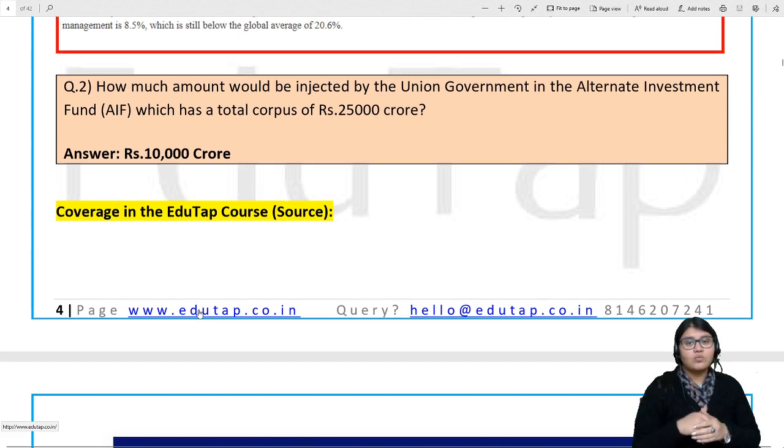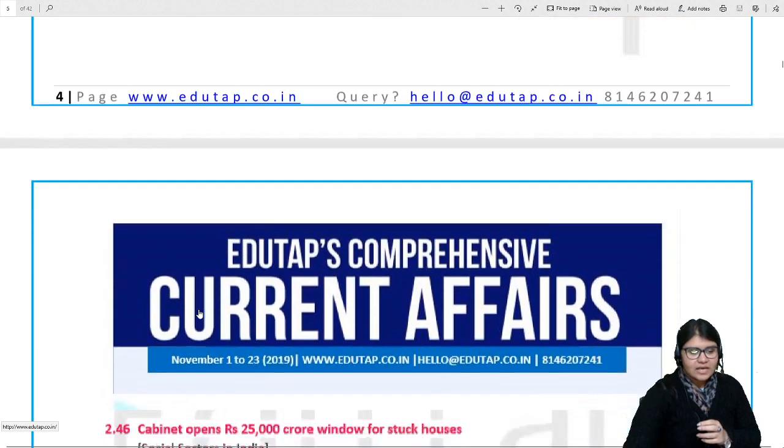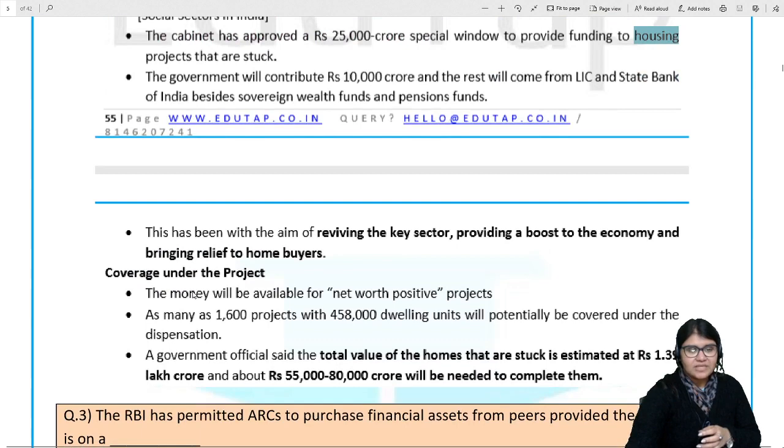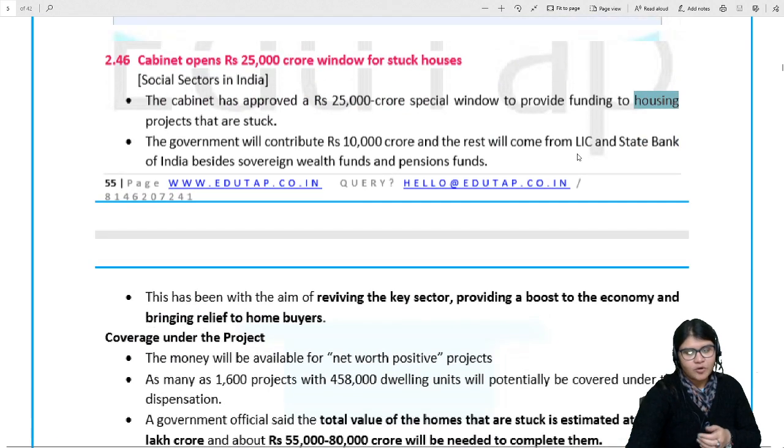How much amount would be injected by the union government in the alternate investment fund, which has a total corpus of rupees 25,000 crore? And the answer is 10,000 crore. And this was again covered in the monthly magazine that we had provided for November 2019. So it is very clearly written that the government will contribute rupees 10,000 crore and the rest will come from LIC and the State Bank of India.